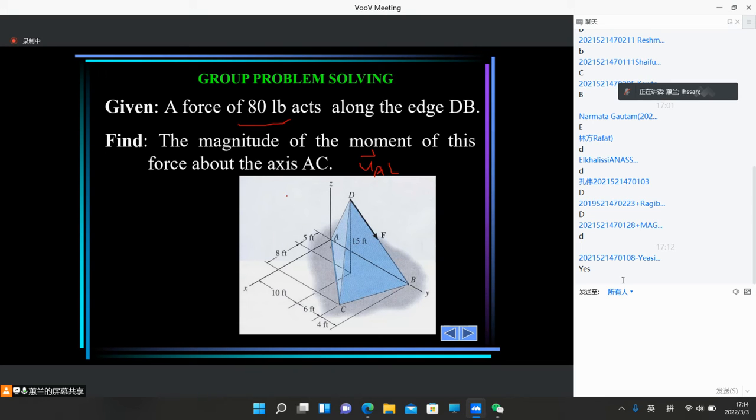So how about Wasila? Wasila, are you there? The last three digits of the ID is 126. Are you there? Yes. Oh, good. Thank you. So can you tell me how to find out the force F in terms of vector form? Here, only the magnitude is given.